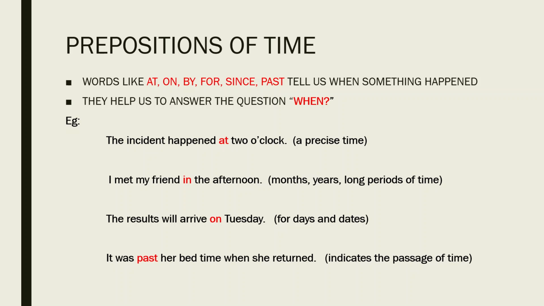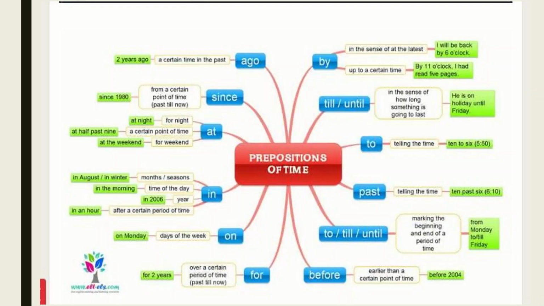The word past indicates how much time has passed. So it was past her bedtime when she returned, indicates that her bedtime has already crossed. Okay, she was supposed to have slept at 9 o'clock, it's already 10. So in this way we can utilize the prepositions of time. You can just go through this chart at your leisure, and here you'll be able to understand what are the prepositions of time and how each one of them is used in a sentence as well as the meaning of each one of them.